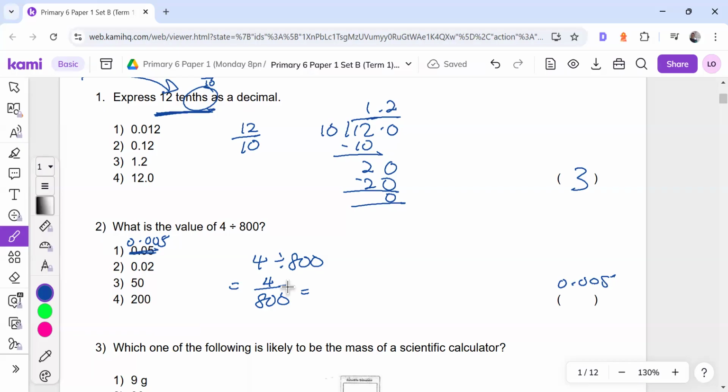So can I make it into 1000? Yeah, you can. What you can do is get the simplest form. Once you have a fraction, you always get the simplest form, and then you get 1 over 200. I cannot make the denominator into a 10 or 100, but I can make it into a 1000. So 200 times 5 and 1 times 5, and I will get 5 over 1000. And what is 5 over 1000 in decimal? 0.005.